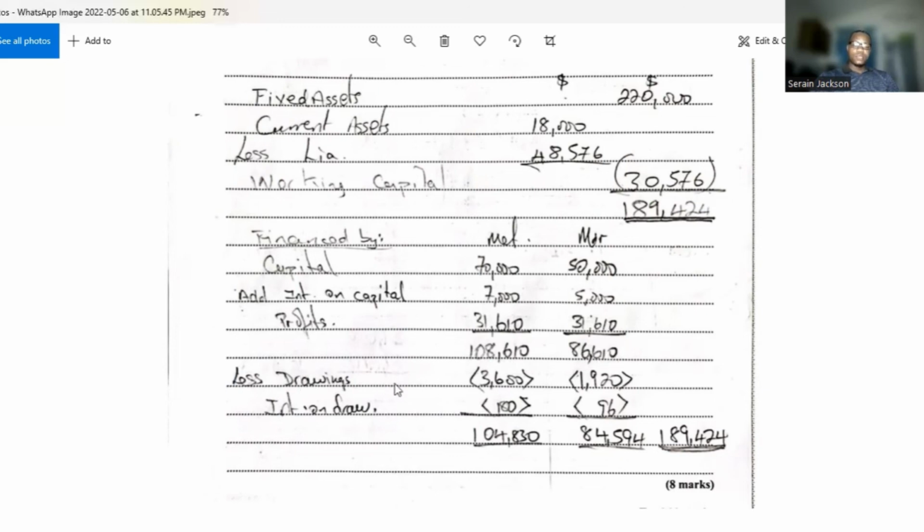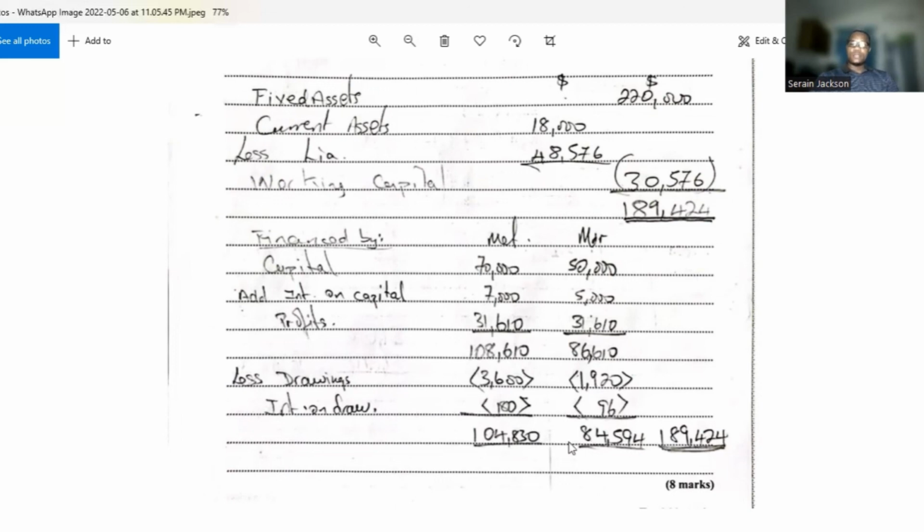Then you're going to subtract your drawings and interest on drawings. Now, because these should be subtracted, I put them in brackets to indicate that they should be subtracted, right? And so you would have to say 3,600 plus the 1,800, which would give you 3,780. And you subtract it from 108,610, you get 104,830. Do the same thing for Moreno, you get 84,594, right? And when you add these numbers at the bottom, you should get 189,424, which should be the same as the first double line figure at the top there.